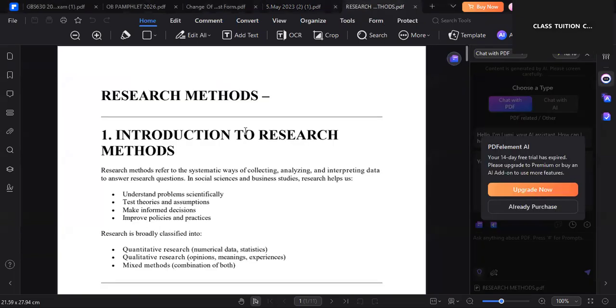So let's start with our introduction to research. Research is basically a systematic way of collecting and analyzing data and interpreting data to answer research questions. In social sciences and business studies, research helps us to understand problems scientifically, to test theories and assumptions, and to make informed decisions. Research can broadly be classified into quantitative, qualitative, and mixed research methods. Quantitative has to do with numbers and statistics, whereas qualitative has to do with opinions, meanings, and experiences. And a mixed method is a combination of both.